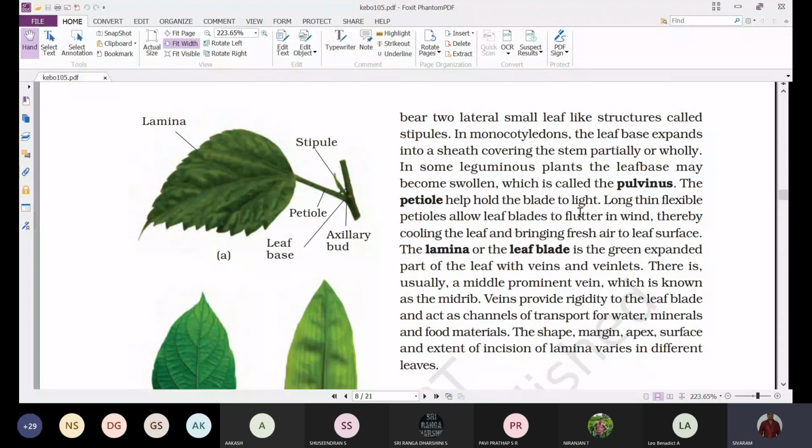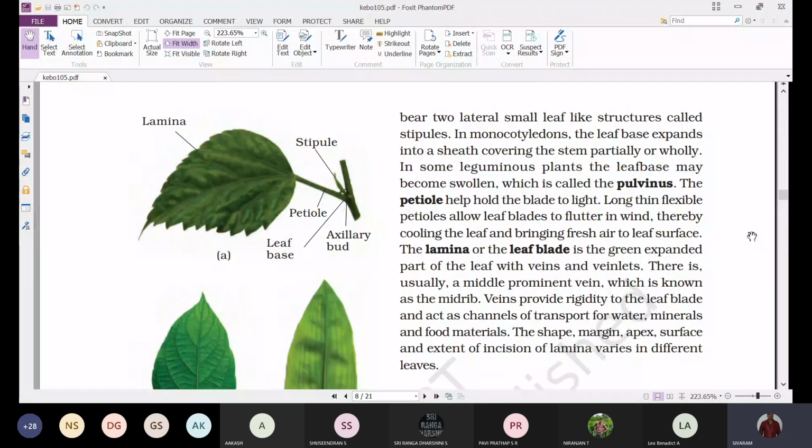The wind currents bring fresh air to the leaf surface, because it is the site of active physiological activities. So a lot of heat is generated because of all these metabolic activities. To keep the leaf cool and to get fresh air, the leaf has to be flexible, and that flexibility is provided by the petiole.